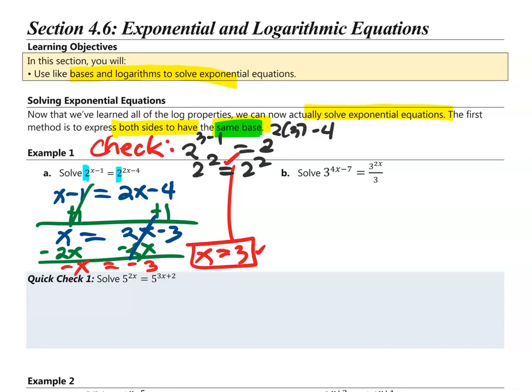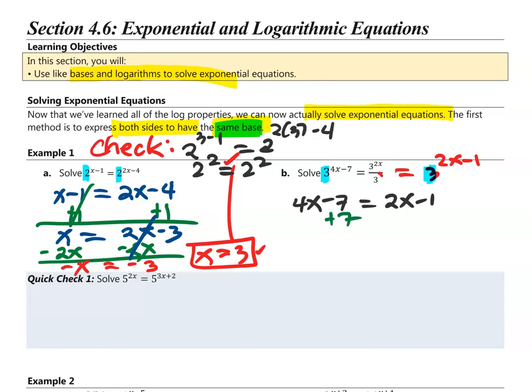So letter B. So what do we do here? 3 to the 2x, that is over 3, meaning this is 3 raised to 1. So that's the same thing as 3 raised to 2x minus 1. Now they have the same base of 3. So we can use their exponents, set them equal to each other. 4x minus 7 is equal to 2x minus 1. And then we solve for x.